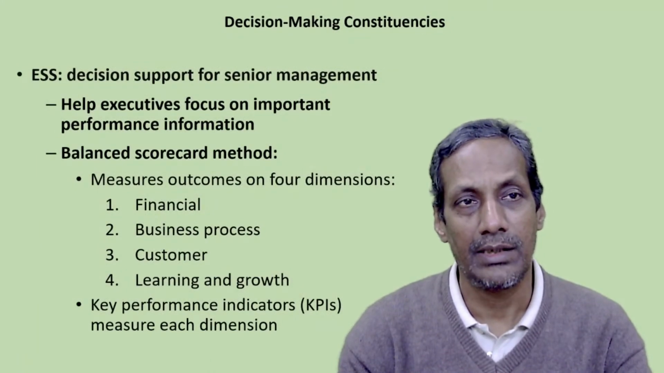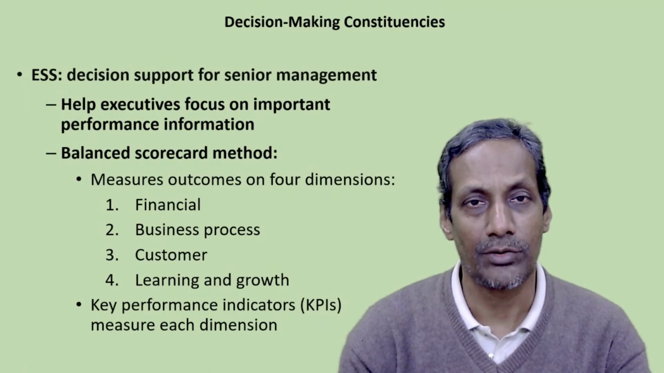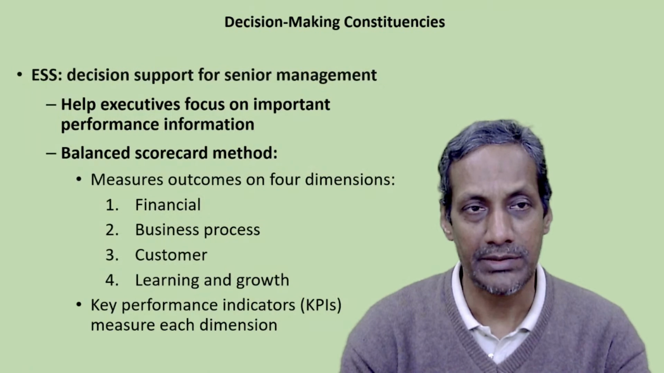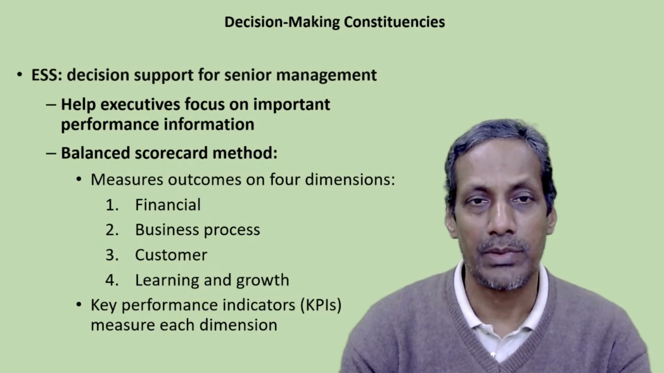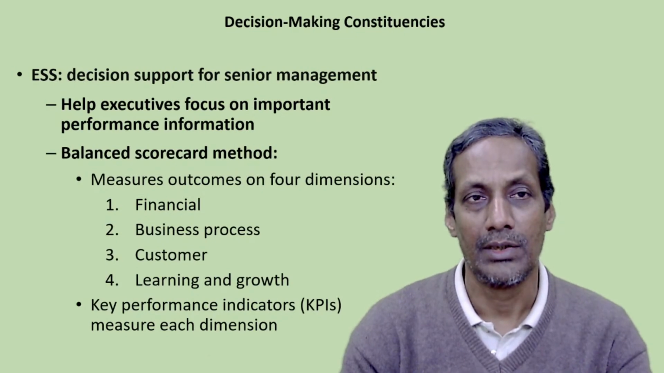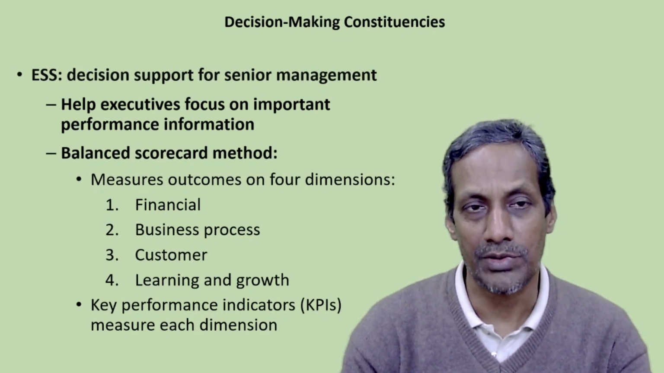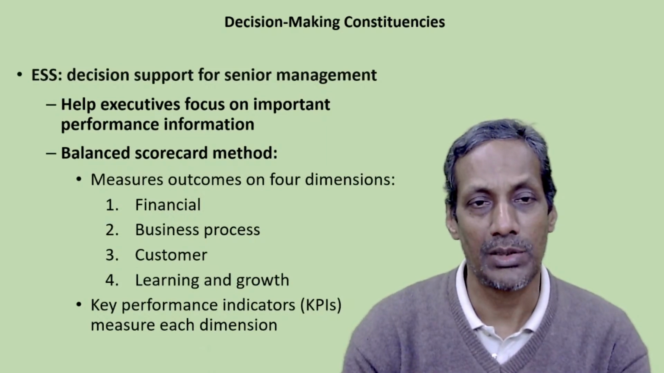So basically, ESS are nothing but decision support for the senior management. It helps executives focus on important performance information, on the balanced scorecard method to measure outcomes in 4 dimensions, like the financial dimension, the business process dimension, the customer dimension, the learning and growth dimension. So an executive support system can utilize the balanced scorecard method to measure outcomes on 4 dimensions. And these are some of the most important dimensions that managers keep track of.